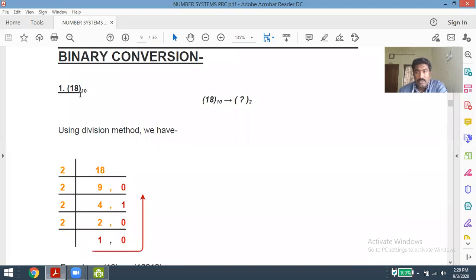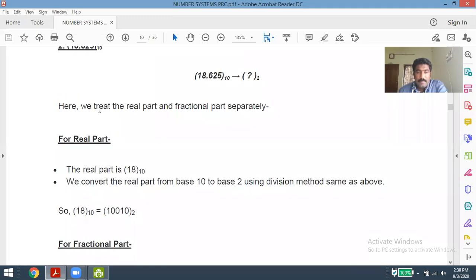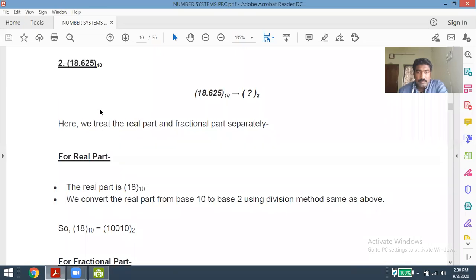Without having any fractions. In this problem, we have fractional values. Is it clear? Is it clear, or do you want me to repeat it? I can go for the other problem, or do you want me to explain the same problem?